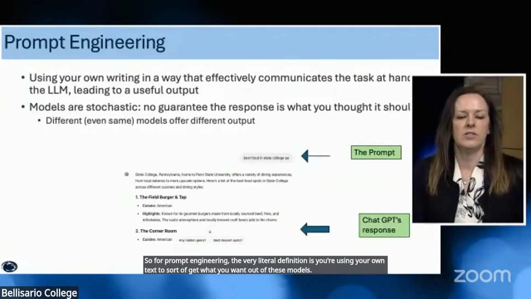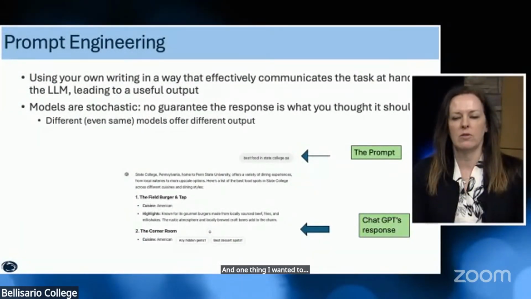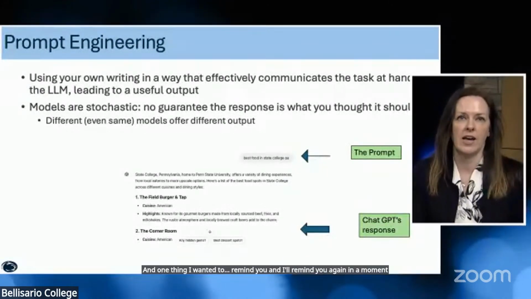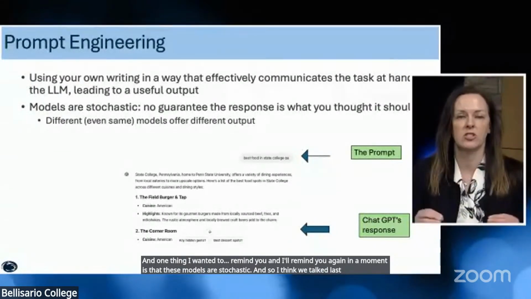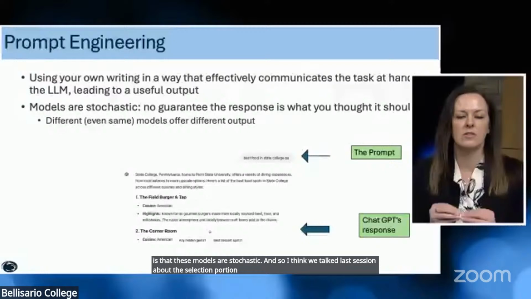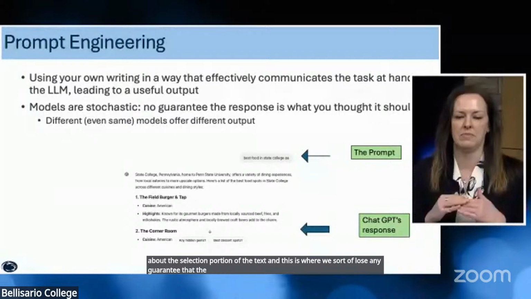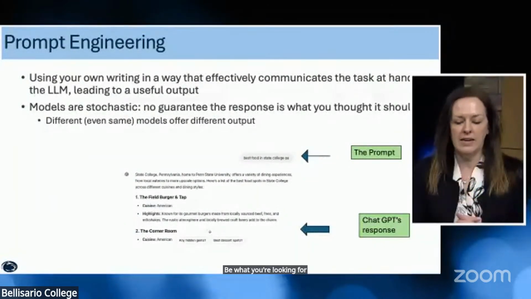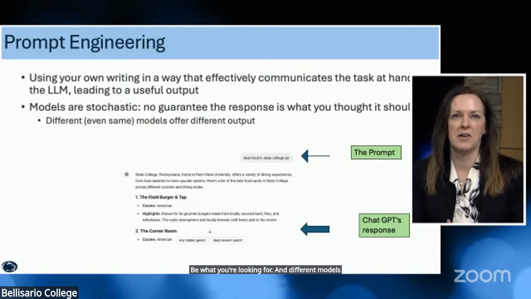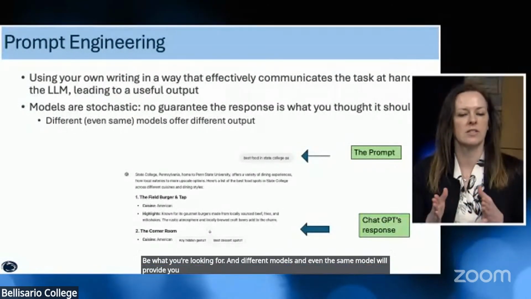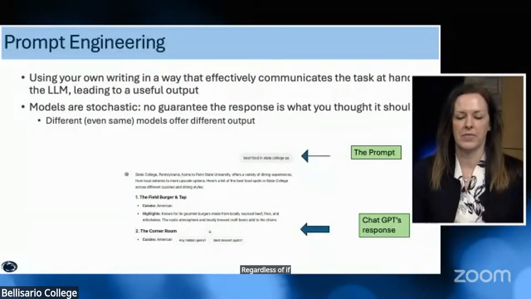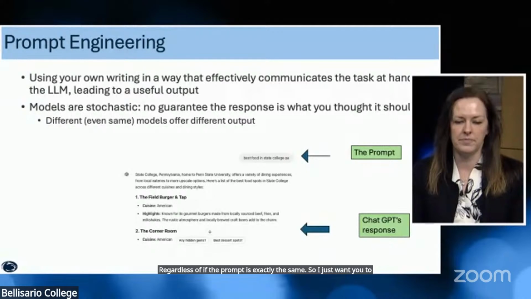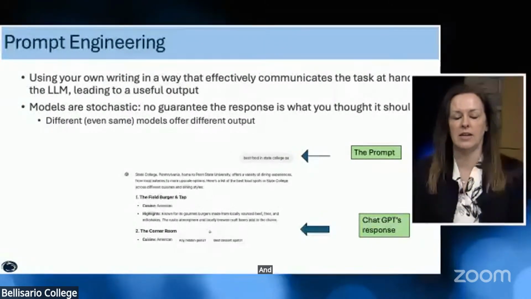One thing I wanted to remind you, and I'll remind you again in a moment, is that these models are stochastic. I think we talked last session about the selection portion of the text. This is where we lose any guarantee that the response will be what you're looking for. Different models, and even the same model, will provide you a different or slightly different response almost every time you prompt it, regardless of whether the prompt is exactly the same. I just want to keep that in mind, and I'll demonstrate it in a moment.